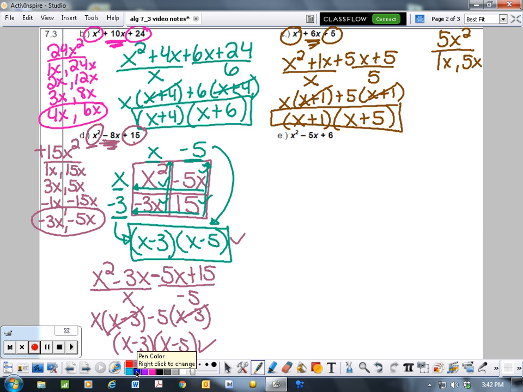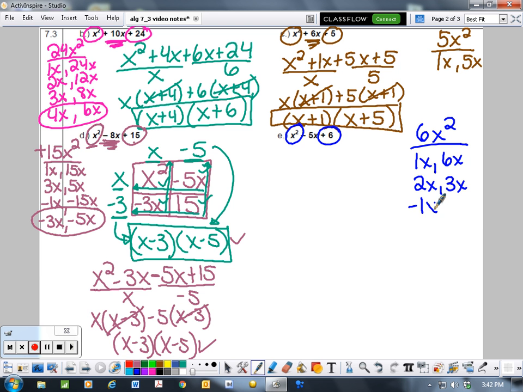So let's go ahead and look at our next problem. We multiply, so we get 6x squared. What multiplies to be 6x squared? Well, 1x and 6x, 2x and 3x. We also have the negative versions, negative 1x, negative 6x, negative 2x, negative 3x. What adds to be negative 5? Well, these add to be negative 5.